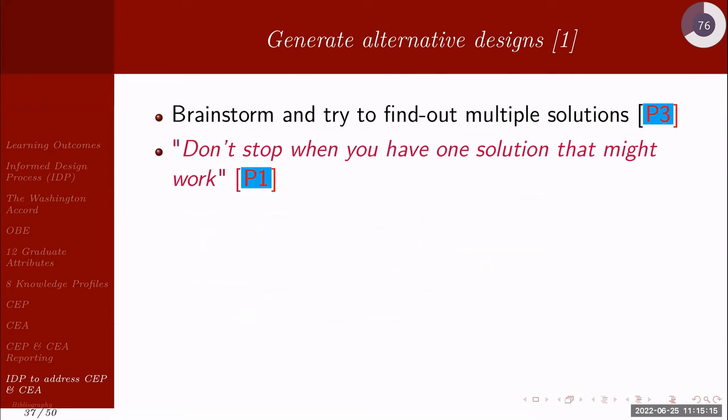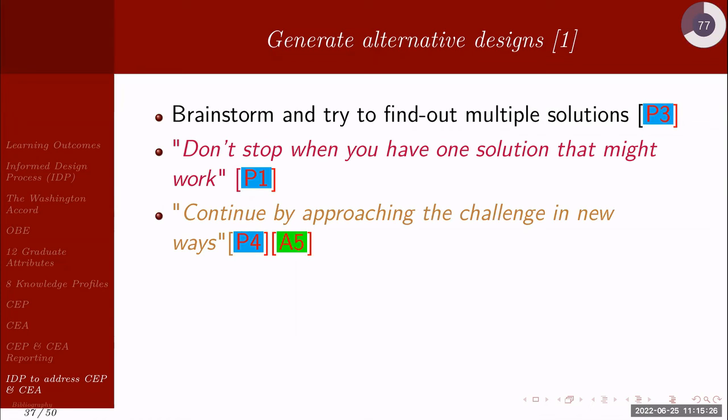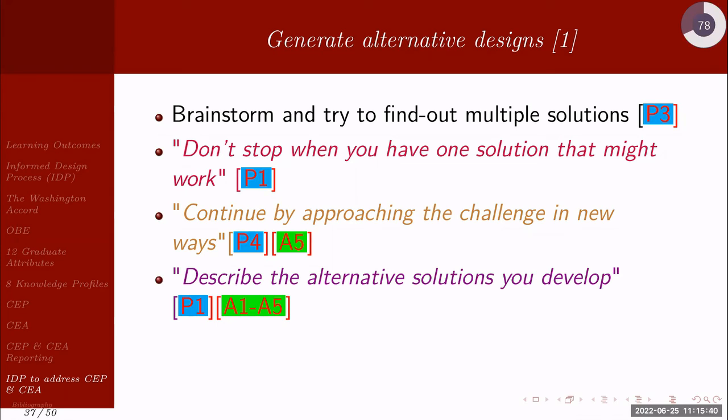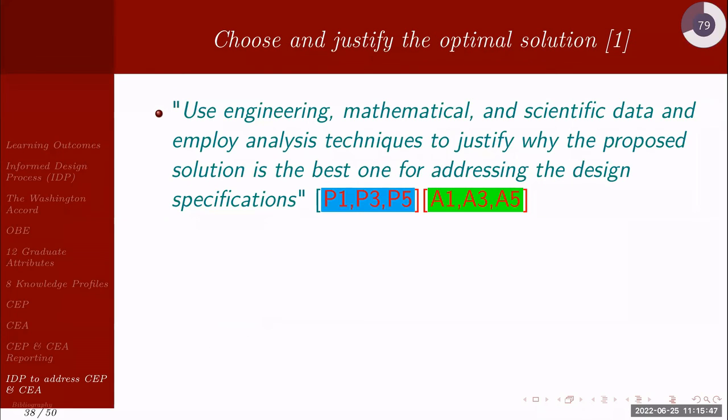Generate alternative designs. Brainstorm and try to find multiple solutions related to P3. Don't stop when you have one solution that might work. It's related to P1. Continue by approaching the challenge in new ways. It's not only related to P4, also that's one of the ranges of complex engineering problem. Also A5. Describe the alternative solutions you develop. It's related to P1 and 5 ranges of complex engineering activities.